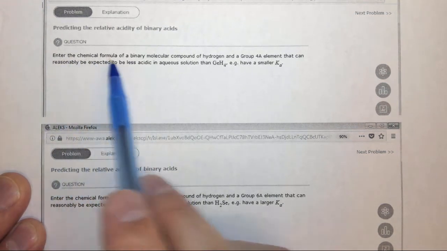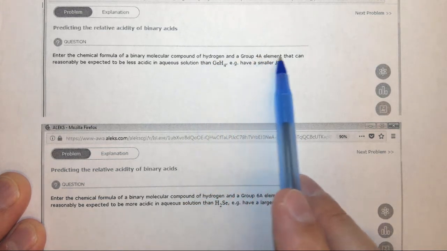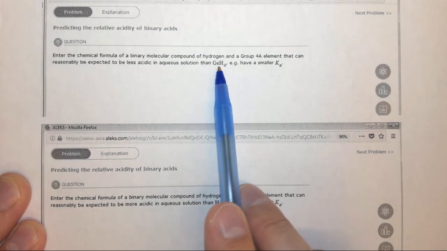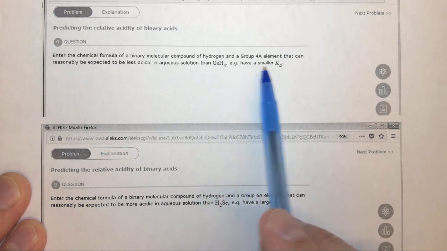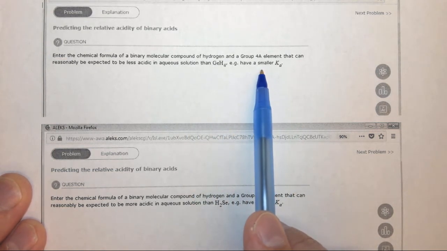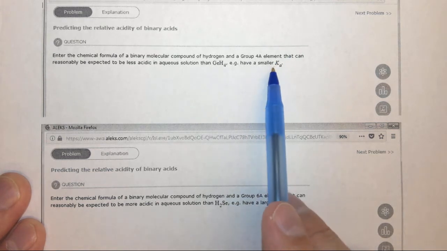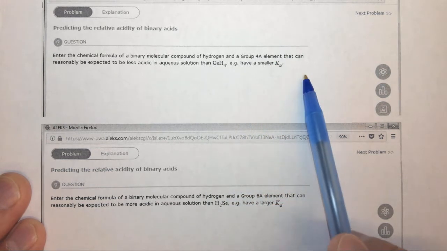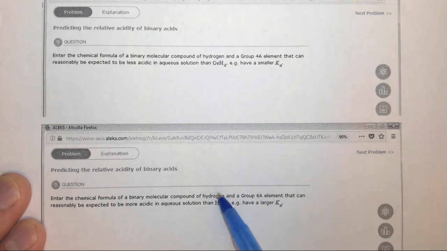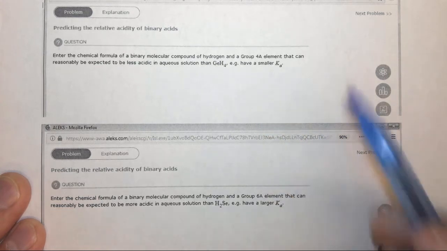This question says, enter the chemical formula of a binary molecular compound of hydrogen and a group 4A element that can reasonably be expected to be less acidic in aqueous solution than GeH4, i.e. have a smaller Ka. So the smaller the Ka of something, the less acidic it is because the less H3O+ that it forms. Remember that Ka equals H3O+ times the conjugate base over the acid. So therefore, the more H3O+ there is, the larger the Ka. Said another way, the more acidic it is.